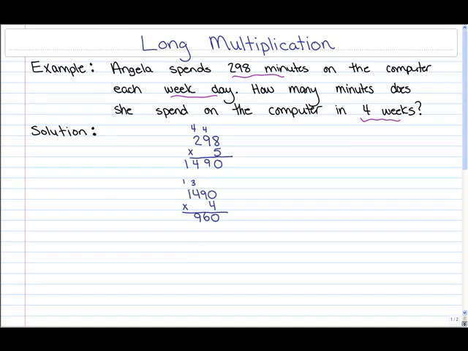Lastly, we're going to take our last digit of the multiplicand, which is the 1, multiply it by the multiplier, which is the 4. 4 times 1 gives us 4, but we need to add the 1 that we carried forward from the previous step. So 4 plus 1 gives us 5. And that right there is the product. So therefore, Angela spent 5,960 minutes on the computer in the 4 weeks.